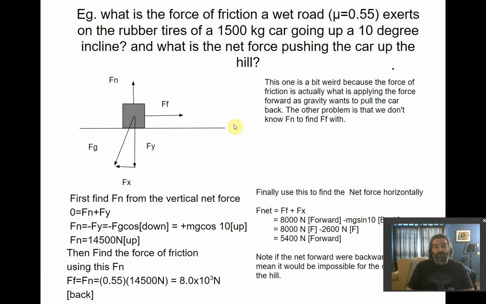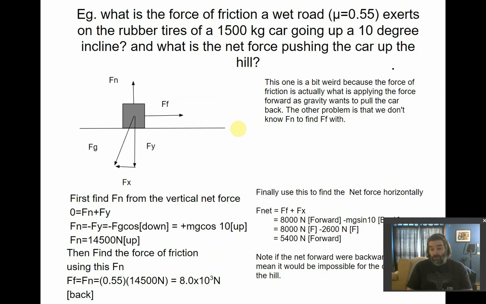So, a typical question. Let's say you have a wet road exerting force on the tires of a car going up a hill. What's the net force pushing the car up the hill? Now, this one is kind of weird because with a car, the friction on the wheels is actually what's helping you. Friction isn't backwards. Friction is actually the force that's driving you forwards.